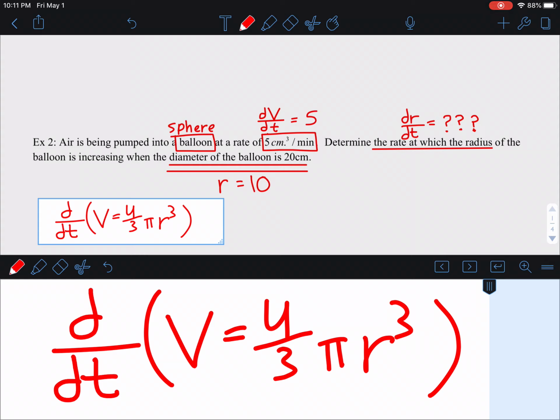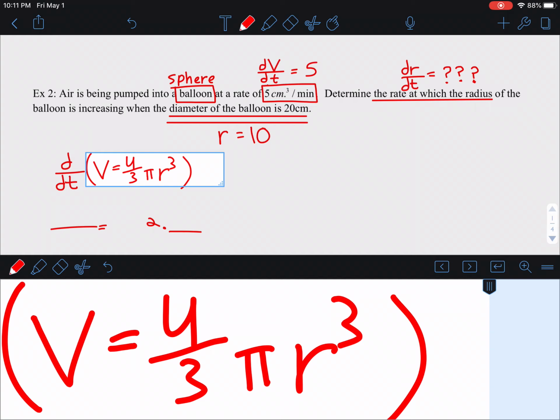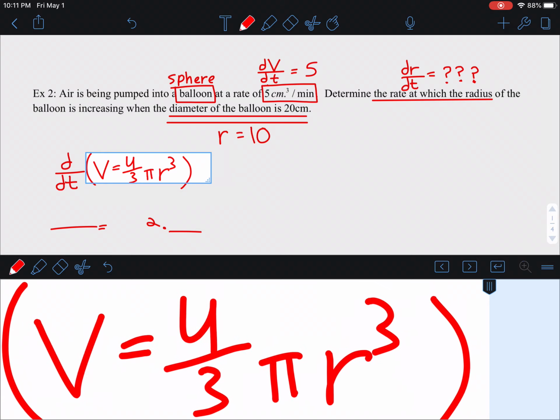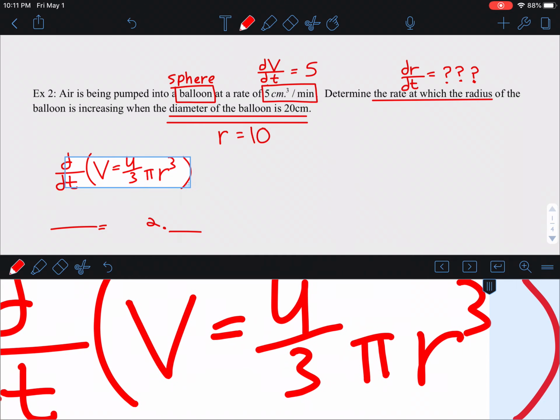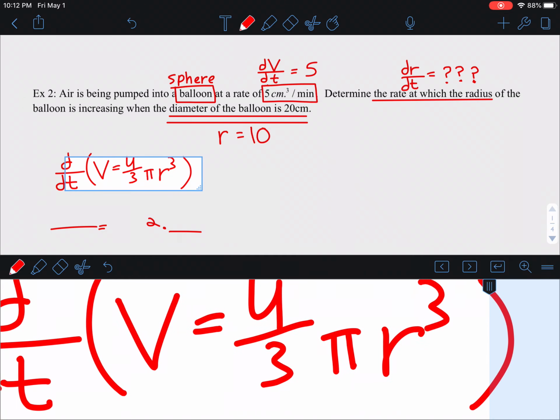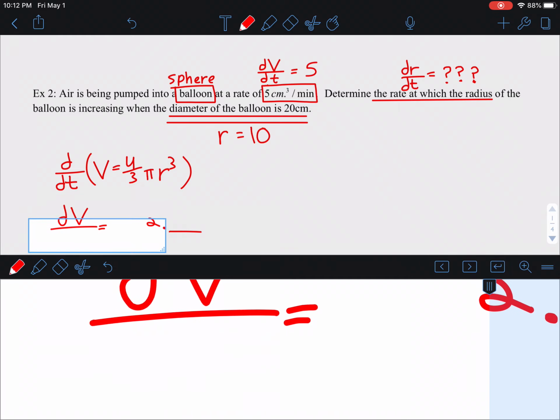Now, here's what that means. You'll notice in the volume of a sphere formula, there is no variable t, because time doesn't affect how we calculate the volume of a sphere. And so that means what we're actually going to do here is implicit differentiation. We're taking derivatives of variables with respect to a different variable, t. So let's follow implicit differentiation rules. So what's the derivative of V going to be? Well, it would be 1 dV/dt.